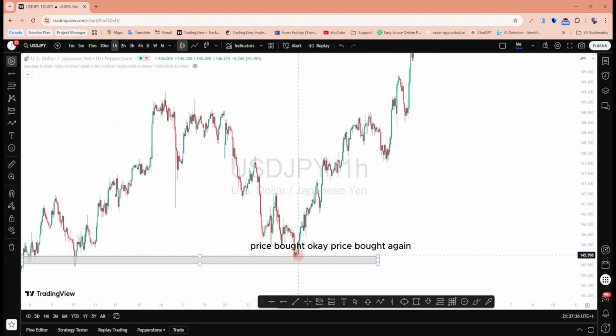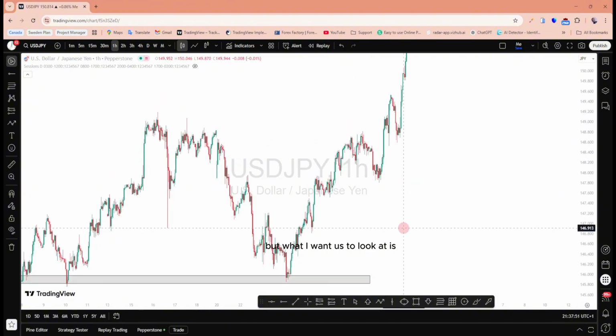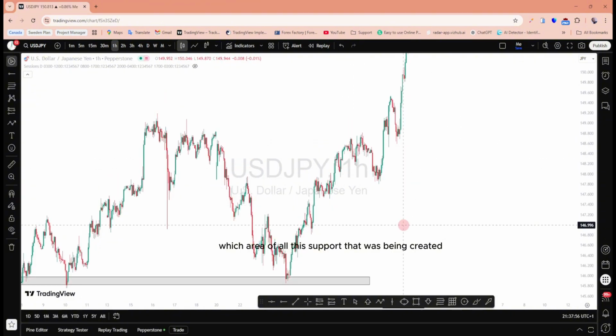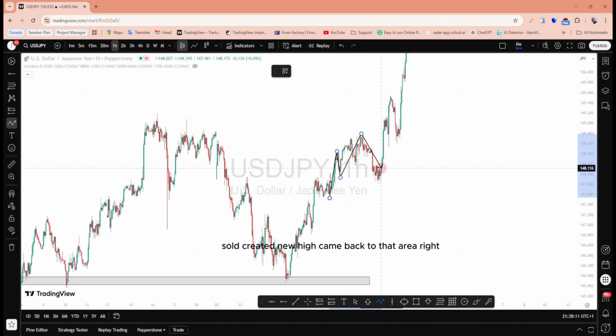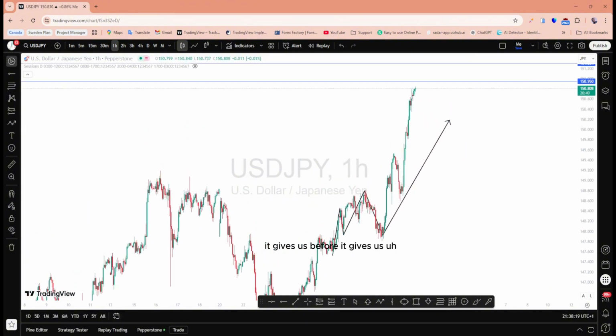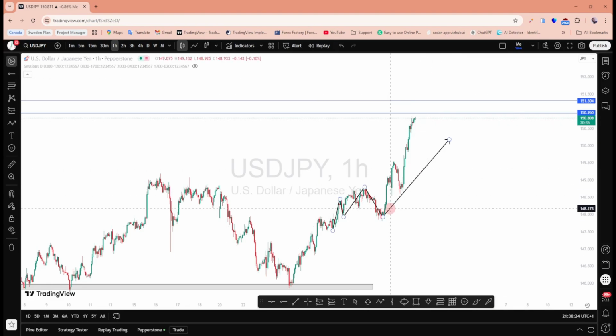So you keep watching. Price bought, price bought again, broke this high and came back, then bought, broke this high, then came back, like that, like that, like that. But what I want us to look at is which area of all this support that was being created is strong. If you look at it, this is it. Price bought, sold, created new highs, came back to that area, came back to that area before it gives us this.